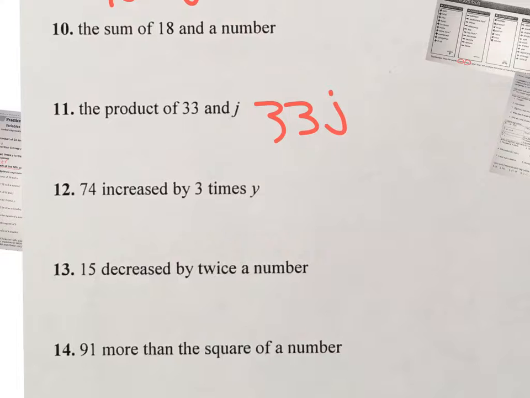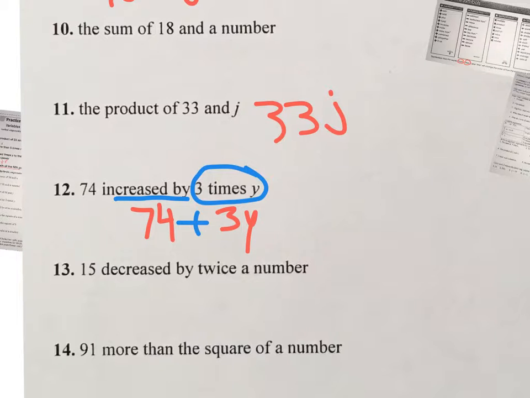Number 12, 74 increased by 3 times Y. 74 increased by. So if I said, what's 74 increased by 1? Do you actually switch 74 plus 1? You just add them together and you put the 74 first and the 1 second, right? So you're going to take 74 and you're going to increase it by something. So you're going to add something. But what is it that you're adding? You're going to add the 3 times Y. Okay? So that's going to be 3Y.